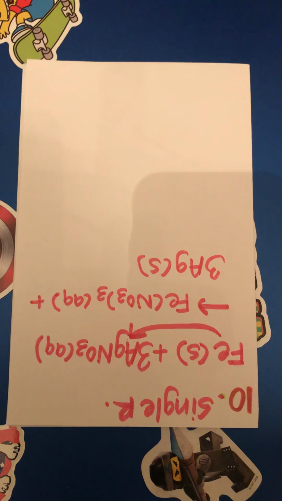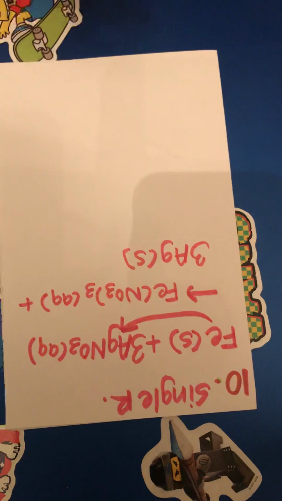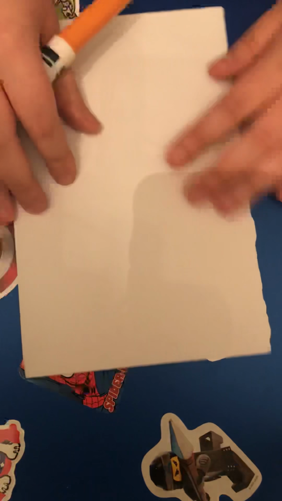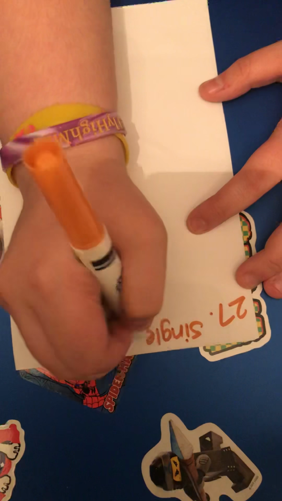So I'm going to do one more single replacement reaction because it seems that most people get it, but I just wanted to reiterate everything. So I'm going to do number 27. Okay, so this is words, and you have to convert back into chemical formulas and then predict the products as well.